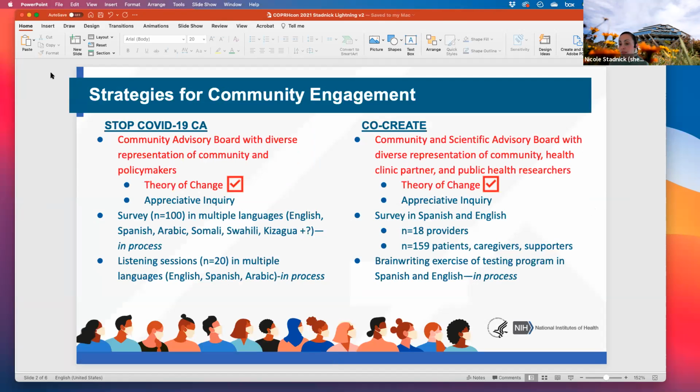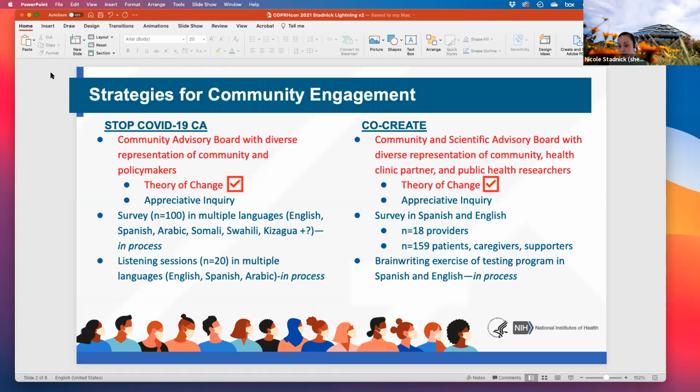So we used a variety of community engagement methods for both of these projects. Both were anchored within community advisory boards, and I'll tell you a little bit more about those, the composition of those advisory boards. We completed a theory of change in both projects that have guided our subsequent work, and we're moving into an appreciative inquiry stage, which I was delighted to see is one of the community engagement methods on the DICE methods website that I checked out this morning.